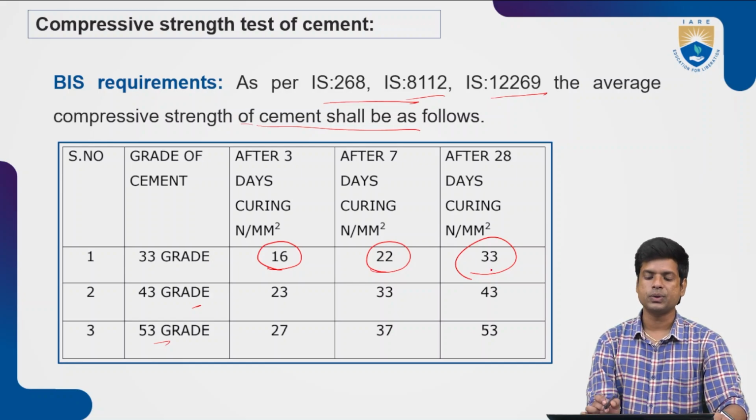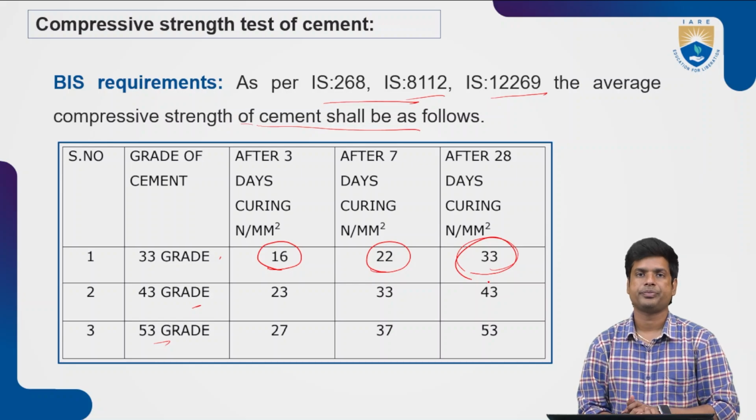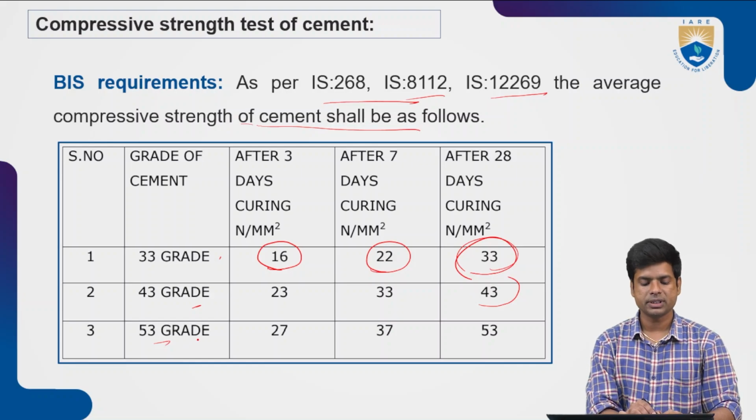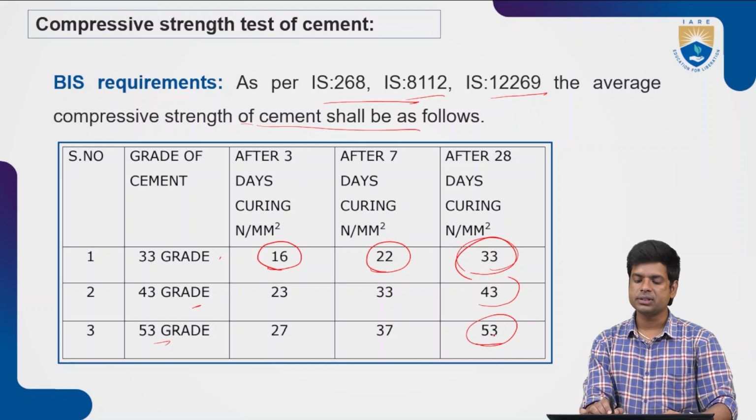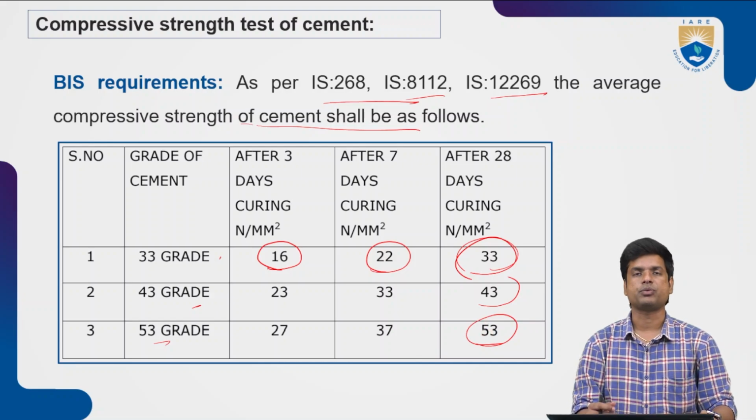As per the IS code, if you use 33 grade cement, it should have around 33 megapascal strength minimum after 28 days. And for 43 grade cement, it should have 43 megapascal. And for 53 grade cement, it should have 53 megapascal minimum. If it is giving this much particular strength, then it is satisfying the requirements of the Indian standards.